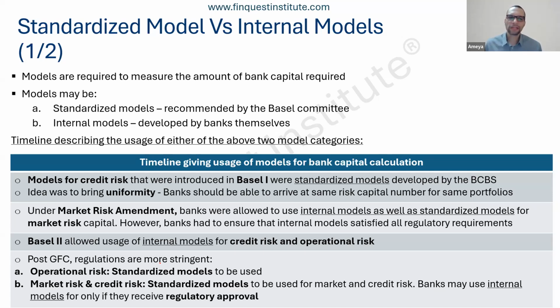So let's try to understand what they are, and also let's try to see how exactly regulators are trying to bring in uniformity or a more stringent approach to the way in which these models are getting applied. Now, why do you require these models? Firstly, these models are required to measure the amount of capital which is required to be allocated by the bank. Now, when we say standardized models, these are the ones which are recommended by the Basel Committee. So think of these more as ones which are driven by regulatory guidelines or regulatory standards.